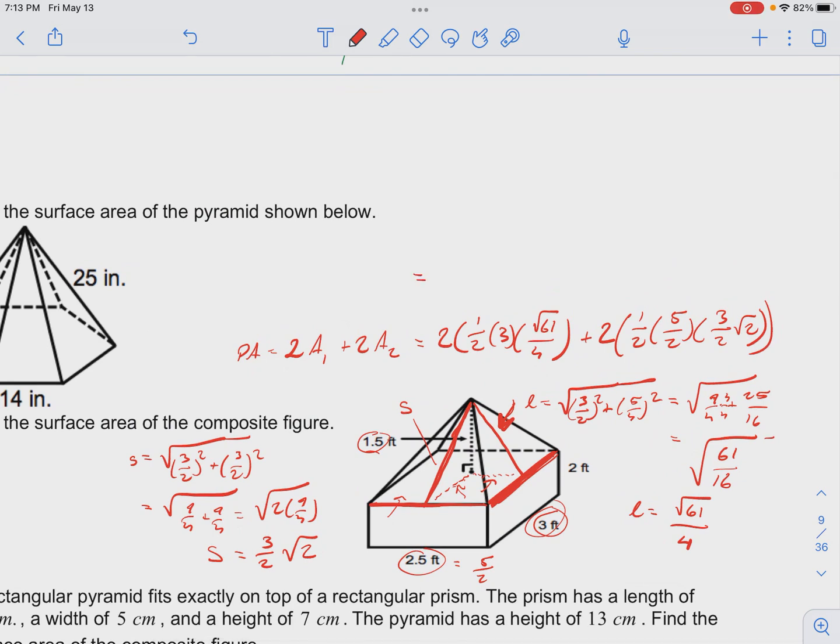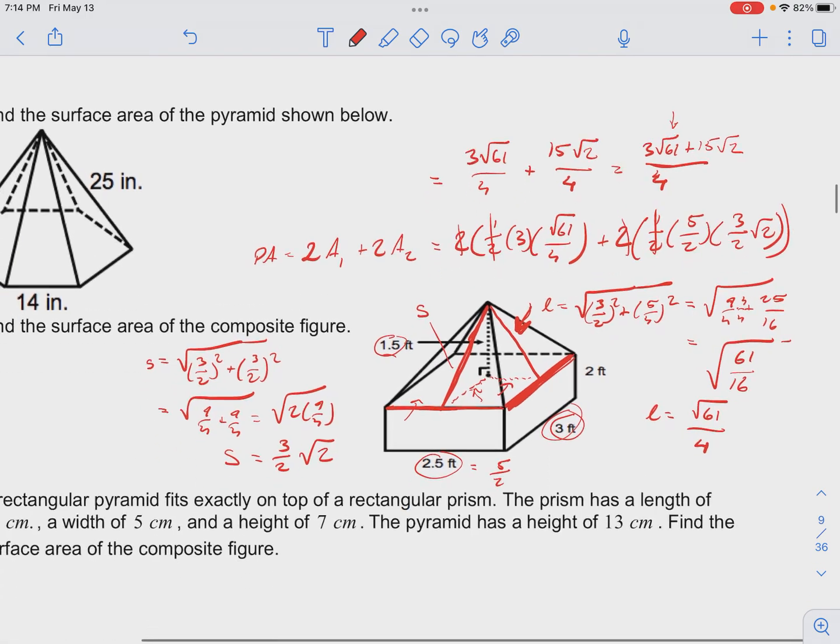Now I can solve this out, so cross out a half and 2. Now we have 3 square root of 61 over 4, plus, cross this out, we have 15 square root of 2 over 4. We can combine that to one fraction. We'll have 3 square root of 61 plus 15 square root of 2, all over 4. And there's really no way of simplifying that further because 61 doesn't have any square factors.